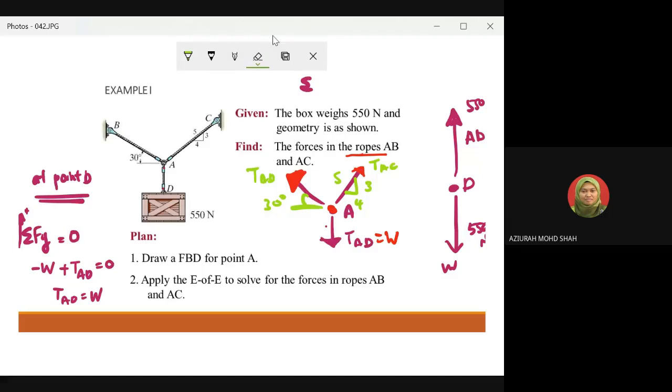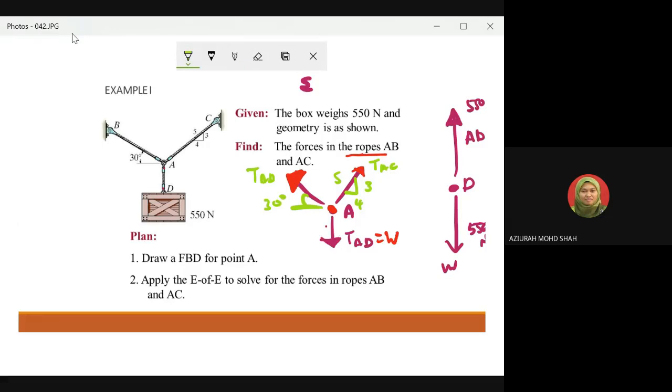Okay, now what about the FBD at point C and point B? Point C and point B. For point B, you just need to draw a line, and then the arrow should be downward or upward. It should be in tension or in compression.